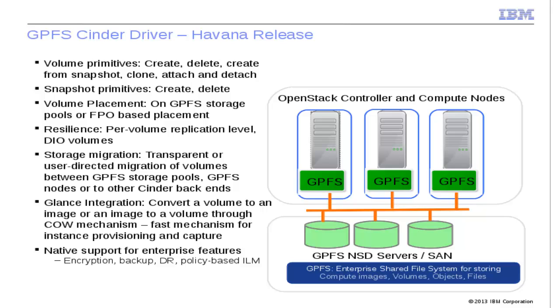The GPFS Cinder driver supports host-based volume migration so that volumes can be migrated between Cinder storage servers, as well as policy-based migration between GPFS storage pools. Integration with the OpenStack Glance image service allows for very efficient creation of volumes from Glance images using copy-on-write optimization. And again, because we are using GPFS, enterprise features like encryption, backup, and policy-based information lifecycle management are available to you.